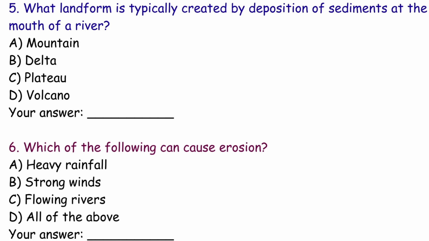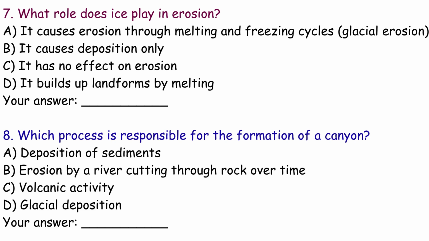6. Which of the following can cause erosion? A. Heavy rainfall. B. Strong winds. C. Flowing rivers. D. All of the above. Your answer. 7. What role does ice play in erosion? A. It causes erosion through melting and freezing cycles, glacial erosion. B. It causes deposition only. C. It has no effect on erosion. D. It builds up landforms by melting.